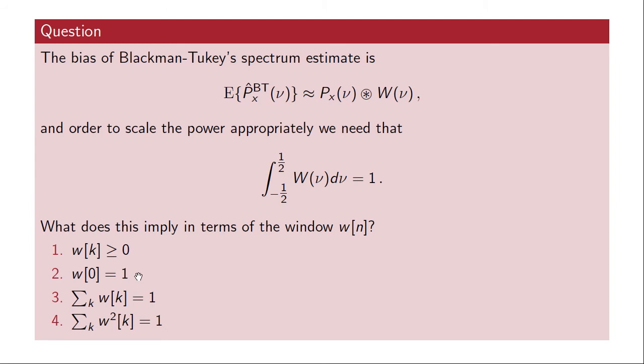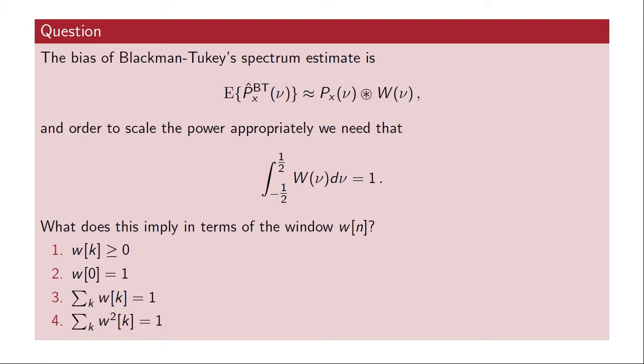Well, the right answer is option number 2. So the center tap of the window should be equal to 1. If you look at this expression, one can interpret this as the inverse Fourier transform evaluated at k equal to 0. Typically in the inverse Fourier transform we would have an exponential function here being e to the power of j 2 pi nu k, where k is equal to 0, that evaluates to 1, and it reduces to this expression, which gives us number 2 as the correct option for the window.